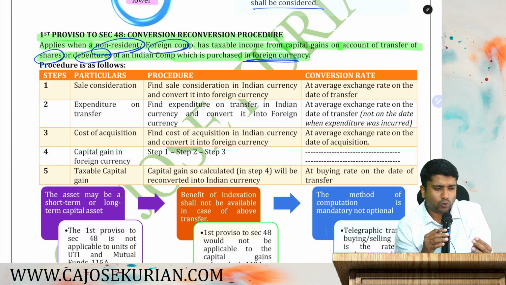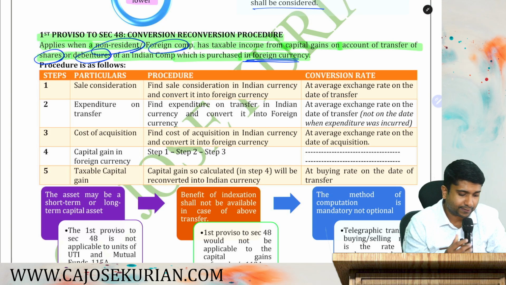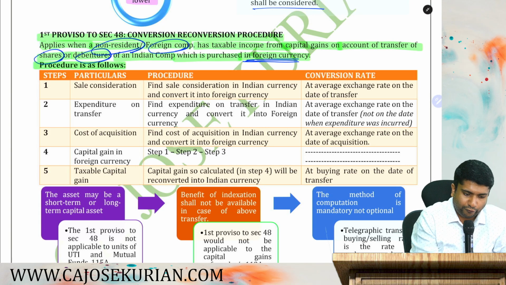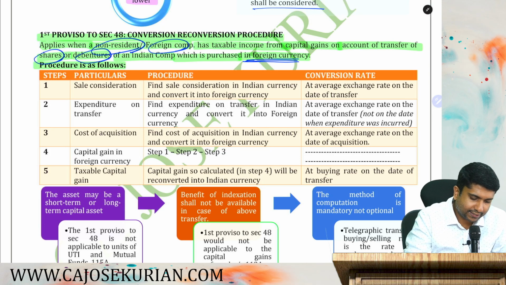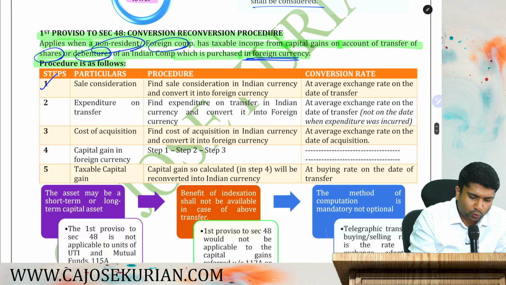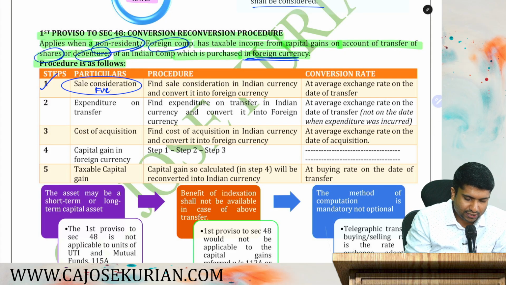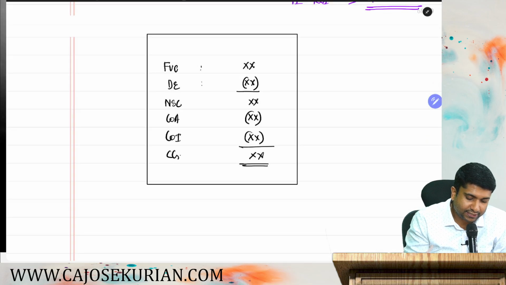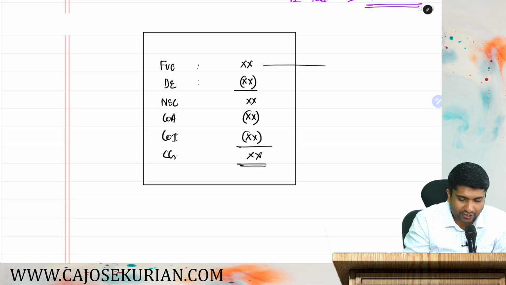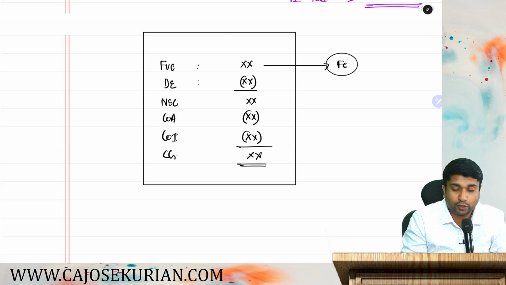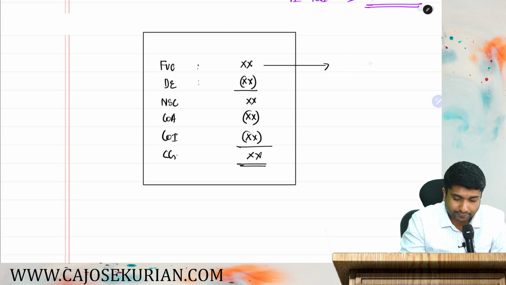Now the question is, what is this first proviso to section 48? The procedure is as follows. As step number 1, you compute the sale consideration, that means the full value consideration. Find the sale consideration in Indian currency and convert it into foreign currency. If the full value consideration in the question is in Indian rupees, you need to convert it into foreign currency.